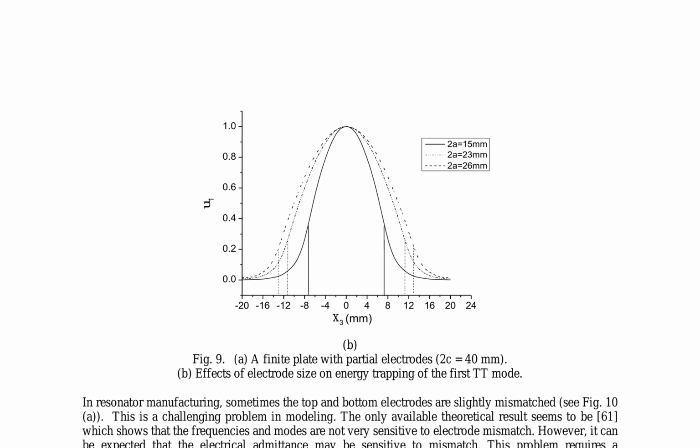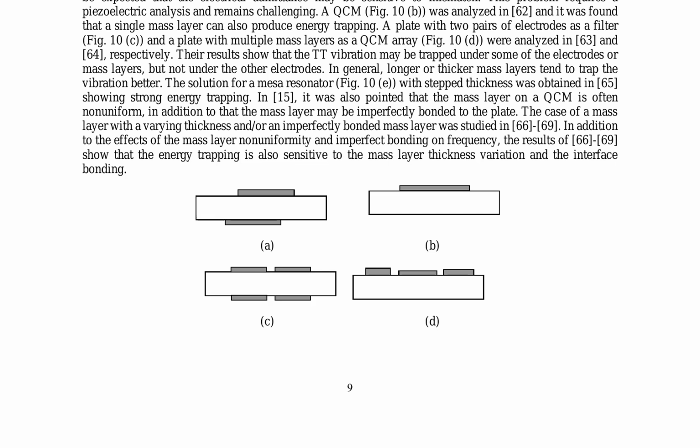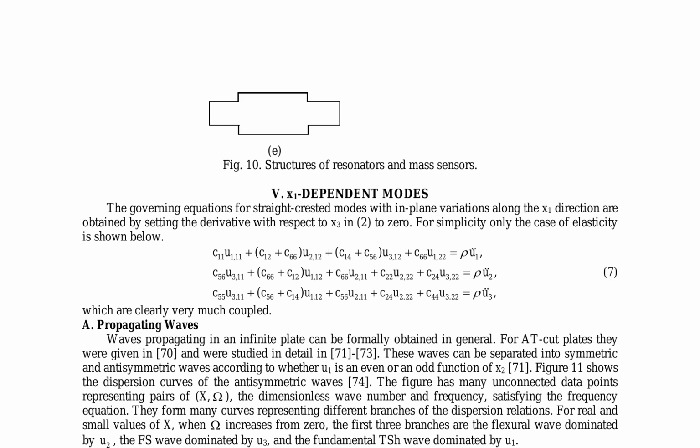The research discusses various aspects of resonator manufacturing, particularly focusing on the effects of electrode size on energy trapping in finite plates. It highlights the challenges in modeling due to electrode mismatch and the need for piezoelectric analysis. The study also explores different resonator structures, including a mesa resonator with stepped thickness, and their performance in terms of energy trapping. The importance of mass layer non-uniformity and imperfect bonding is emphasized, as these factors significantly affect frequency and energy trapping. The governing equations for straight-crested modes with in-plane variations are presented, illustrating the complex coupling between variables.